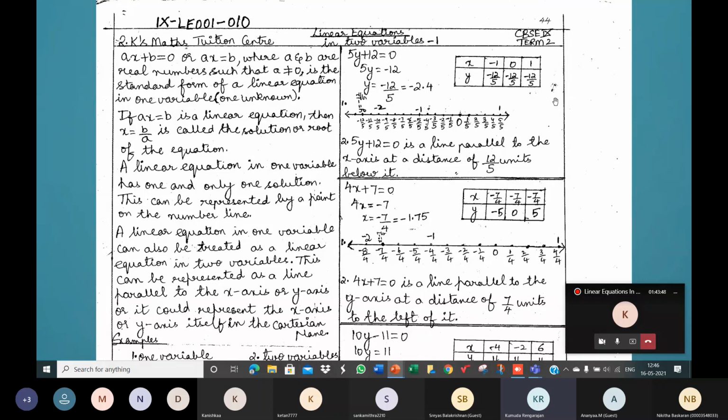Now, these 3 points which you've got must be collinear. Otherwise, somewhere we are wrong in the table or plotting. Somewhere we have gone wrong. The 3 points will be collinear. So now connect the 3 points. Using a scale, connect the 3 points by a straight line. Indicate arrows on either end, showing that it's a line, it's not a line segment.